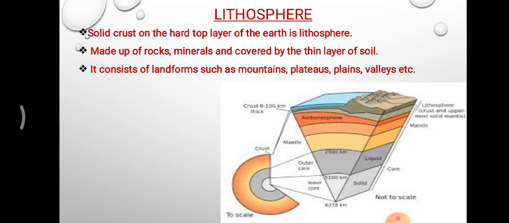Lithosphere. First, the solid crust or hard top layer of the earth is the lithosphere. Second, it is made up of rocks and minerals and covered by a thin layer of soil. Third, it consists of landforms such as mountains, plateaus, plains and valleys.